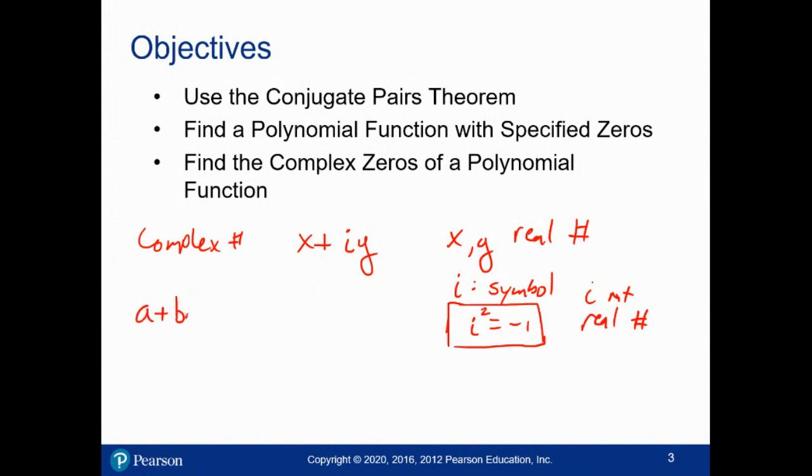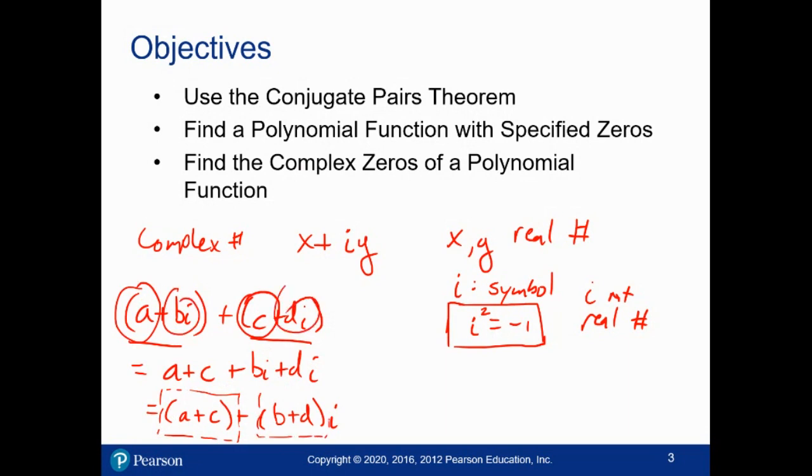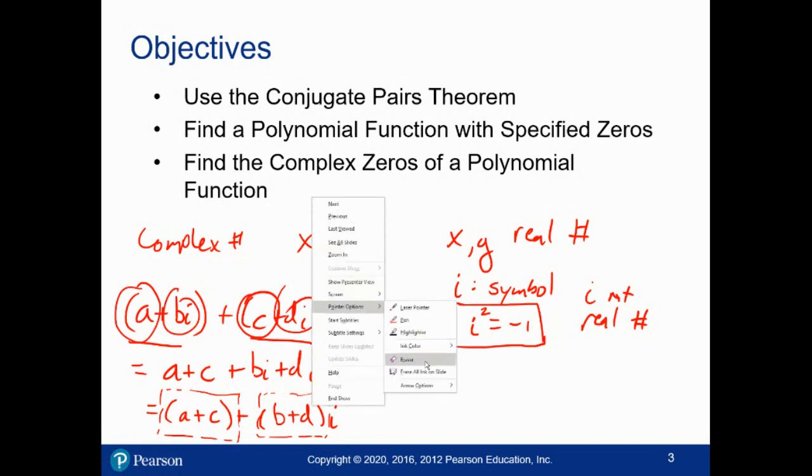So if I had a plus bi, and I want to add to it c plus di, addition works just like it should. Notice that I have an a plus c, I have a bi, and I have a di, and I can factor an i out of this second term. So at the end of the day, I had two complex numbers, and when I add them, the part that doesn't have the i, the a and the c, just got added together. And the part that did have the i, the b and the d, also just got added together. Okay, fairly straightforward.